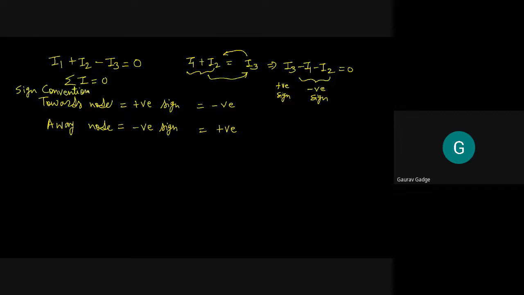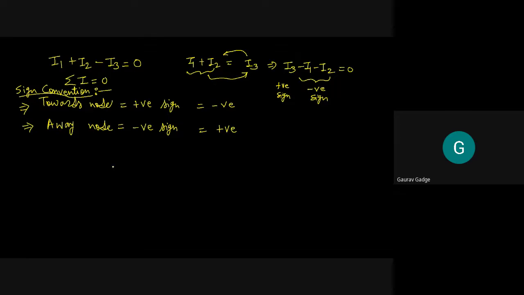Many students write it as sign convection or sign conversion, but the proper word is sign convention. We write the equation by considering its direction. That is sign convention. So I just follow this particular sign convention. Whenever the current is towards the node, it is positive, and away from the node is negative.